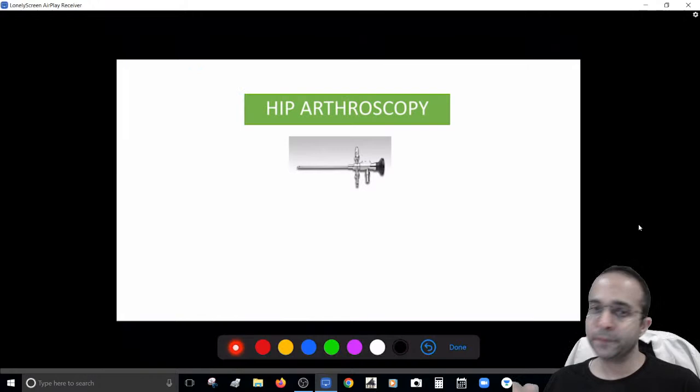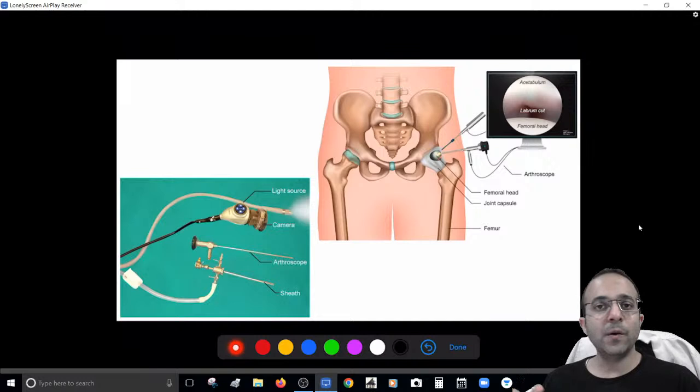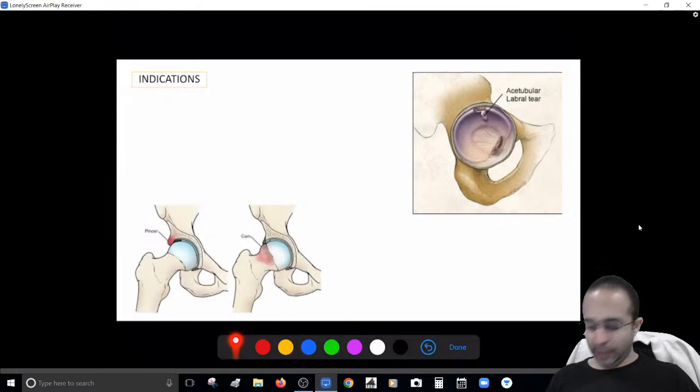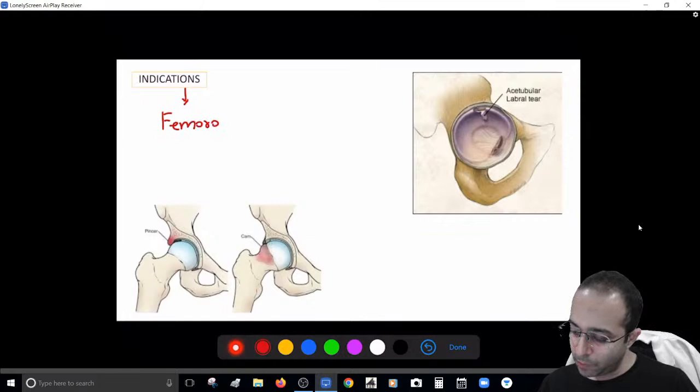And if you are clear with these things, a word about hip arthroscopy. We have also started arthroscopy in the hip now, wherein we put a camera in the joint and we repair the structures. The commonest reason for which an arthroscopy in the hip is being done is this problem: femoroacetabular impingement.